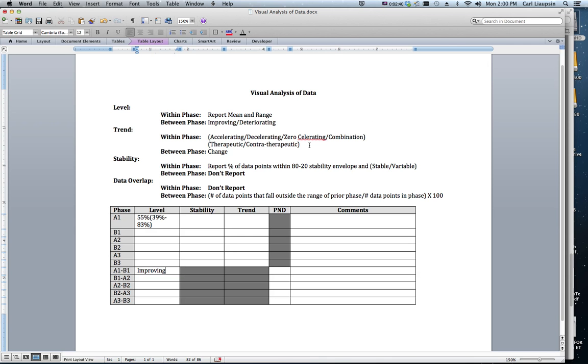Let's take a look at the trend next. We want to determine within a phase whether there is an accelerating, decelerating, zero-accelerating, or flat line, or whether it's a combination, whether it's running in multiple directions. And also whether or not that trend is in a therapeutic or contra-therapeutic direction. Between phases, we simply want to report whether or not there was a change in the trend.